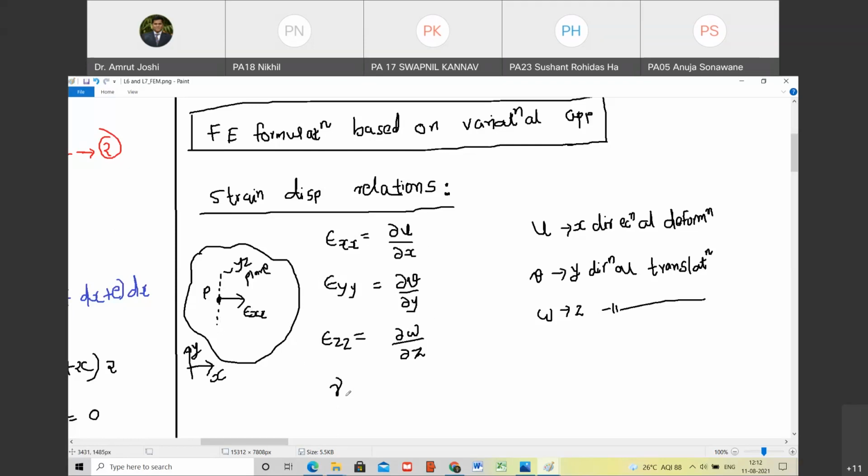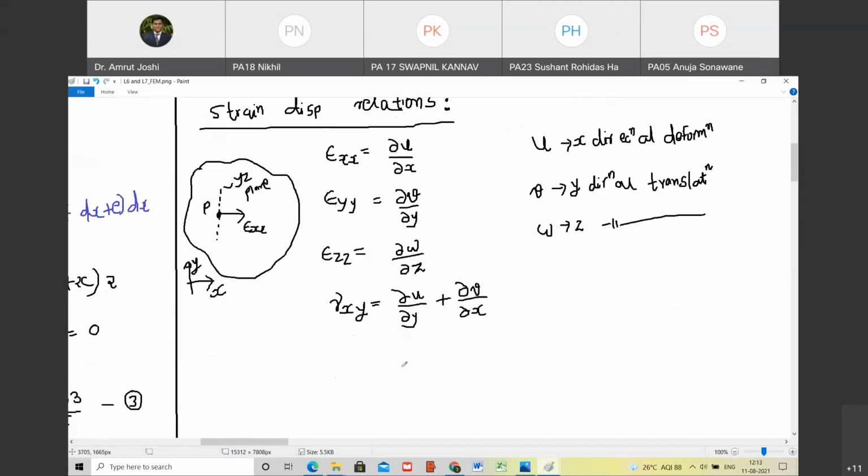Now, what is the value of gamma xy? Tell me. It is dou u by dou y. देखो x directional deformation का derivative y direction के साथ plus dou v by dou x. Do you agree with me? Yes, sir. Then what is shear strain gamma xz? Dou u by dou z plus dou w by dou x. Do you agree with me? Yes, sir.